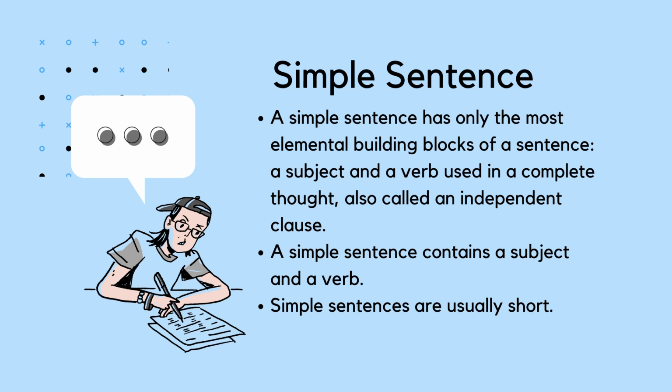Let us start with the simple sentences. A simple sentence has only the most elemental building blocks of a sentence: a subject and a verb used in a complete thought, also called an independent clause. In other words, a simple sentence contains a subject and a verb. Also, simple sentences are usually short and they do not have any conjunctions in the sentence for many cases.